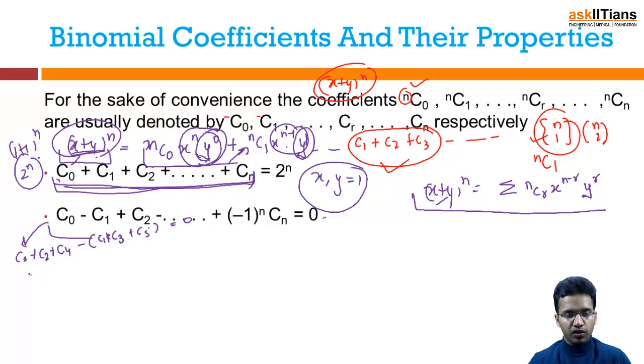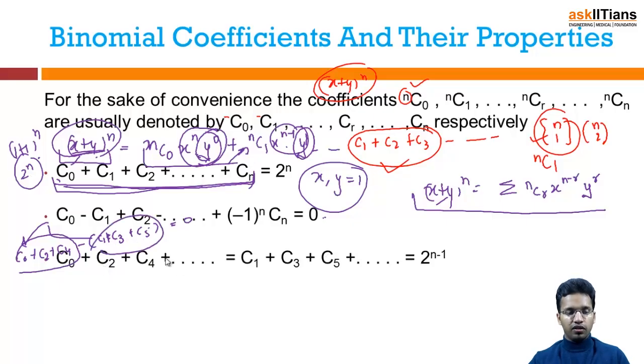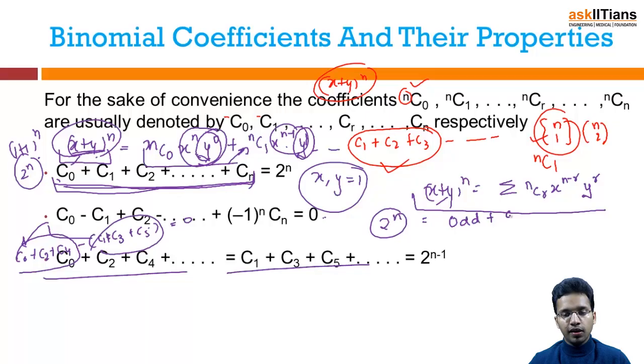This will be 0. So basically even coefficients are equal to odd coefficients, okay? Now this is the next property, as I've quoted that out. This is already stated here that even coefficients are equal to odd. And again, since both are equal, then 2 raised to power n was the total, odd plus even. When I'm saying odd coefficients, even coefficients, I'm just talking about the r value.